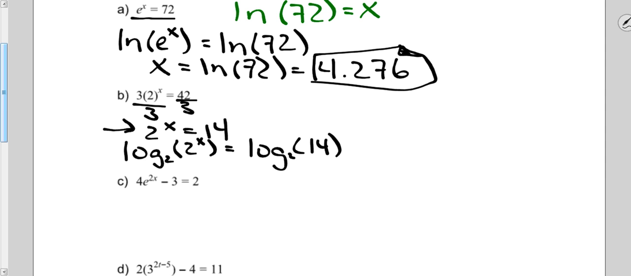Now, I know what this is, right? I know what this guy is because I'm taking the exponent and the log of the same base. So those are inverse functions. I get x. What about this mess? This mess, right? What do I need to do?